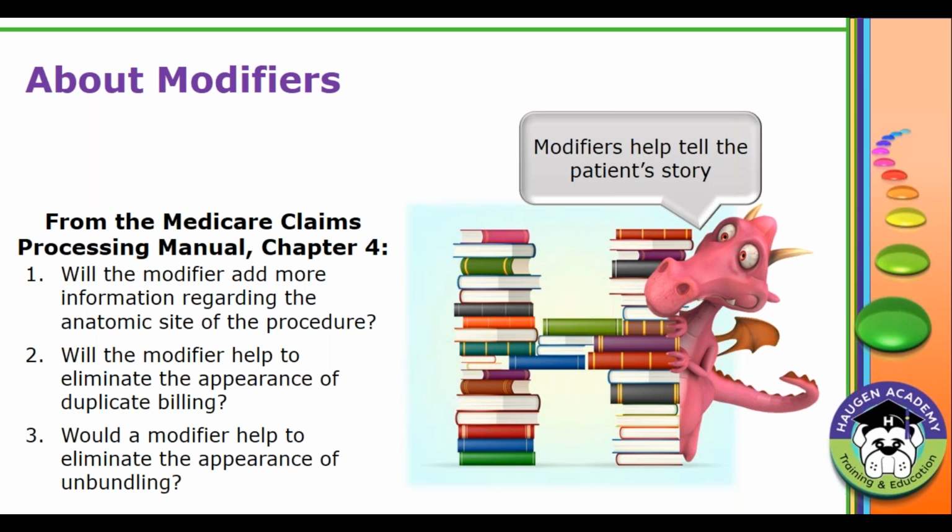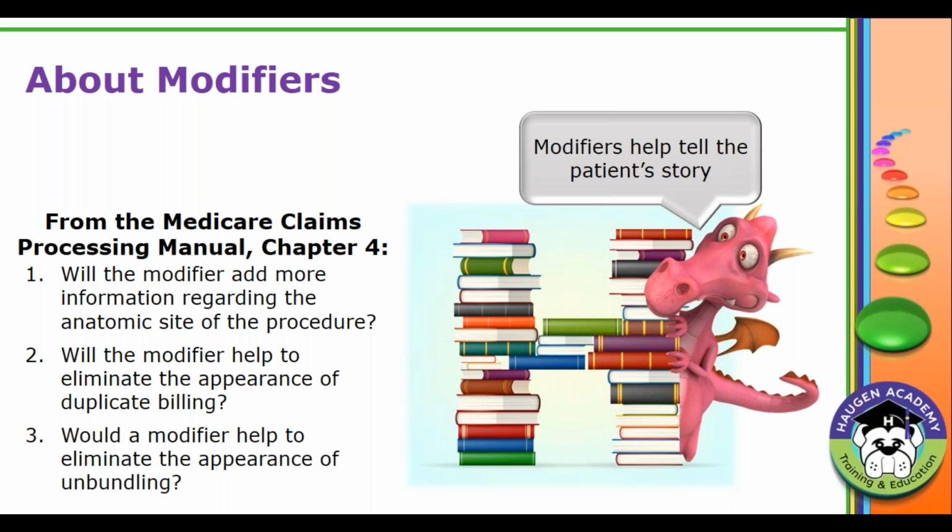First of all, if you answer yes to any of these questions, then you should be using a modifier. The first one is, will the modifier add more information regarding the anatomic site of the procedure? And I would say that one of the things we see missing most frequently on CPT codes are the anatomical modifiers for either a specific body part or for a side of the body.